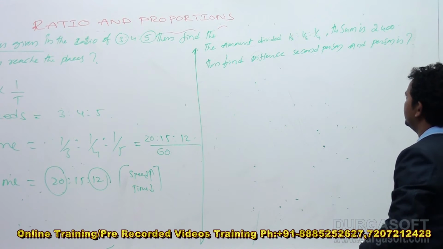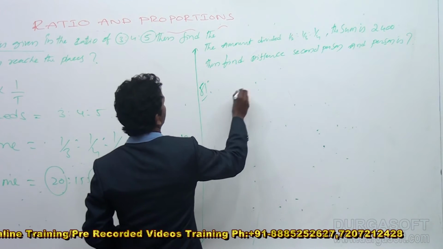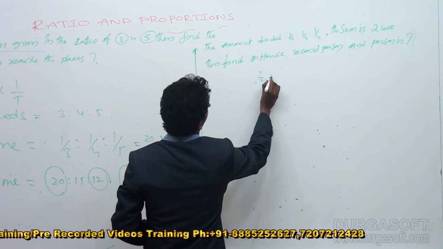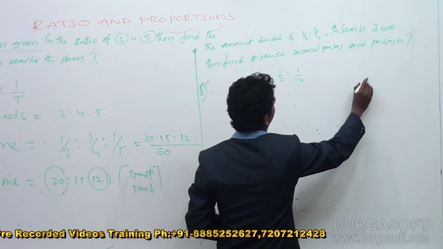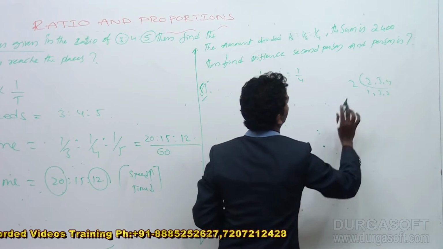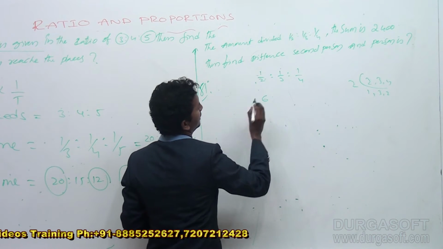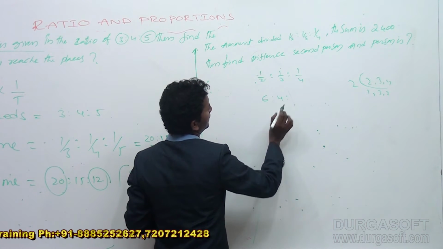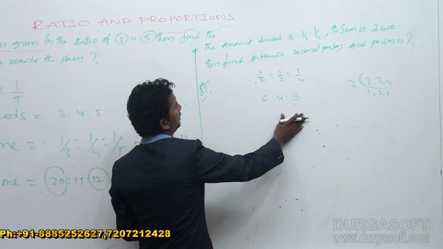The amount is divided like this, and the sum is 2400. Now what is the difference? So here the first person, second person and third person get 1/2:1/3:1/4. Now find the LCM of 2, 3, 4, which is 12. 12 divided by 2 is 6, 12 divided by 3 is 4, and 12 divided by 4 is 3. So the total is 13 parts.